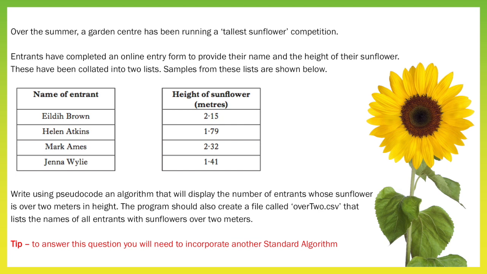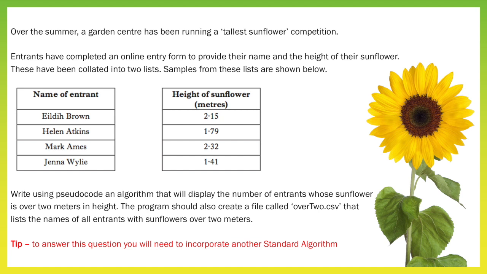Now you've seen how I would design a solution to a problem that requires a count occurrence algorithm, why don't you have a go at designing a solution to this problem on the screen? Over the summer, a garden centre has been running a tallest sunflower competition. Entrants have completed an online entry form to provide their name and the height of their sunflower. These have been collated into two lists. A sample of these lists are shown below.